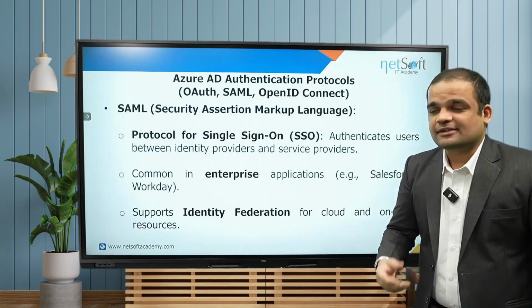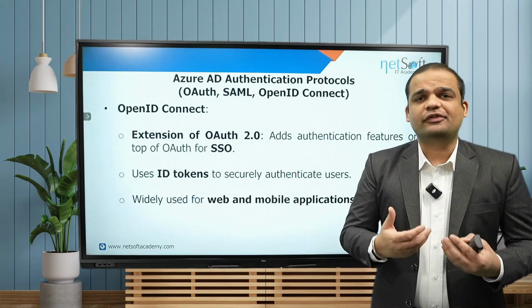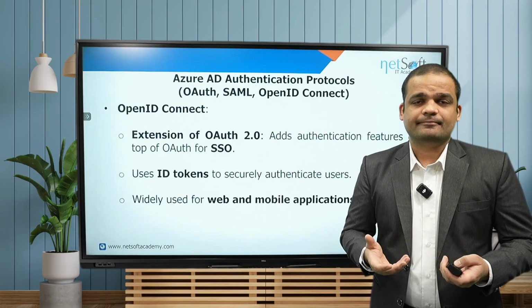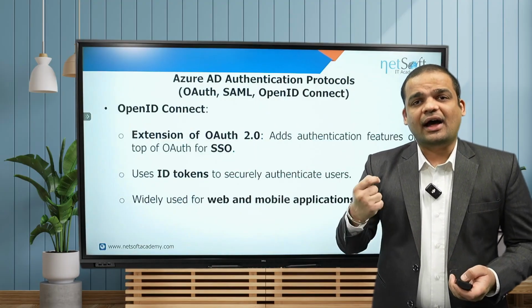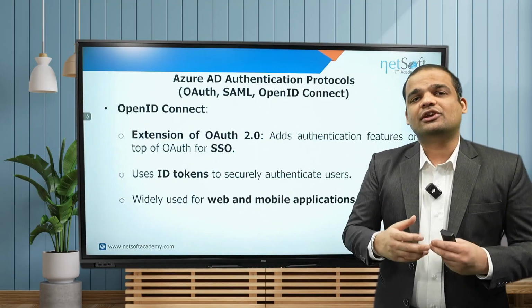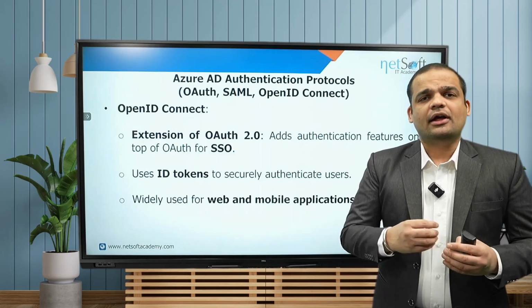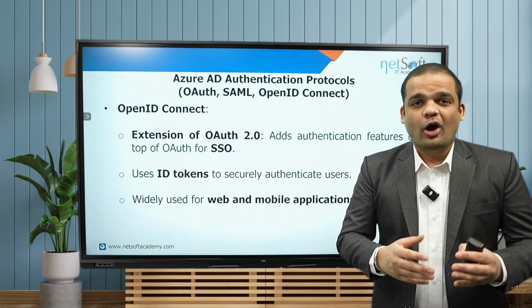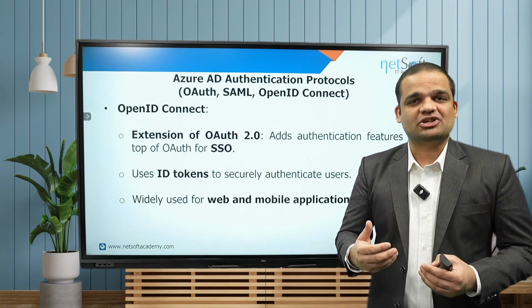The next is OpenID Connect. Well, OpenID Connect is an extension of OAuth. It adds authentication features for SSO. Now, how does it actually work? It uses ID tokens to securely authenticate users. OpenID Connect is commonly used for web or mobile applications to provide a smooth authentication experience.